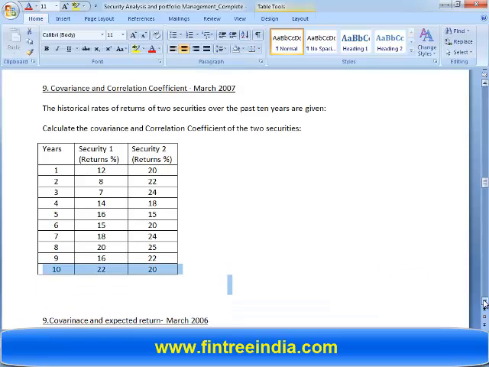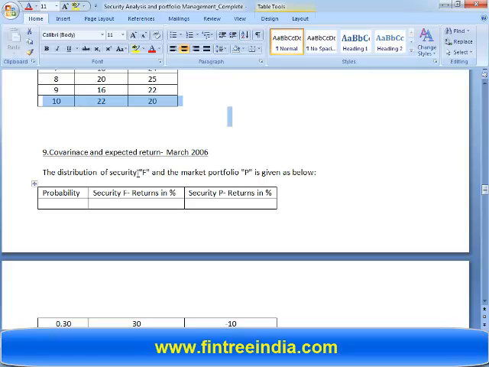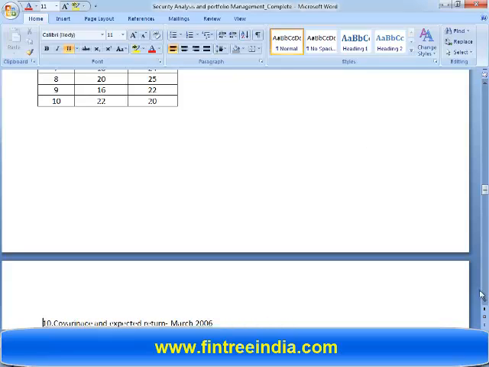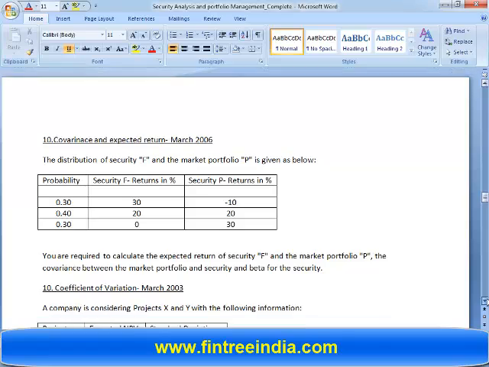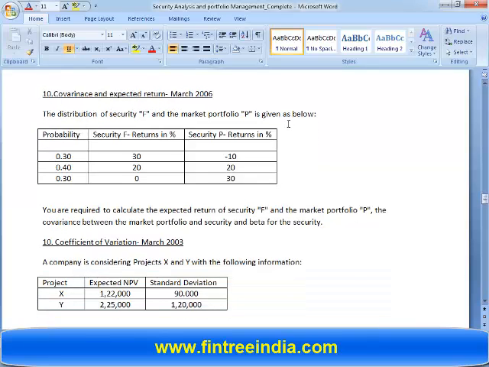Question number 10. Covariance and expected return. Let me just bring it on the bottom page. The distribution of security F and the market portfolio P is given below. Calculate the expected return on security F and market portfolio P, the covariance between the market portfolio P and security F, and beta for the security. Can you solve for this? A question just to check whether you can remember the formula.